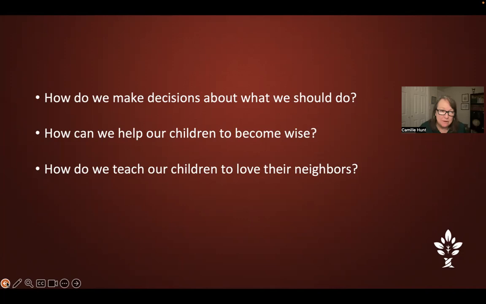And I just mentioned a bit of that. How do we teach our children also how to love their neighbors? They have to know what's right and they have to feel what's right to be able to love their neighbors.